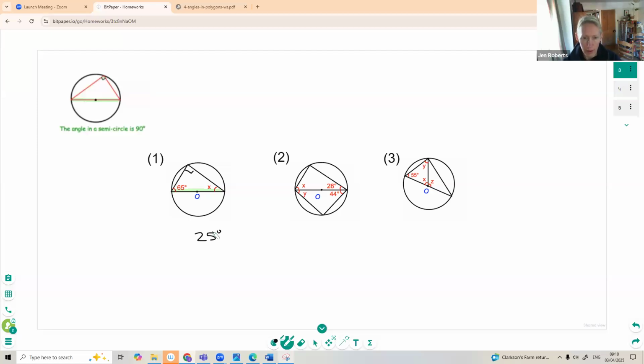Okay, next one. So here we've got 2 triangles, as you can see here. Here's my first triangle that I'm going to be looking at. I know this here is 90 degrees. 180, take away 90, take away 28, gives you 62 degrees for X.